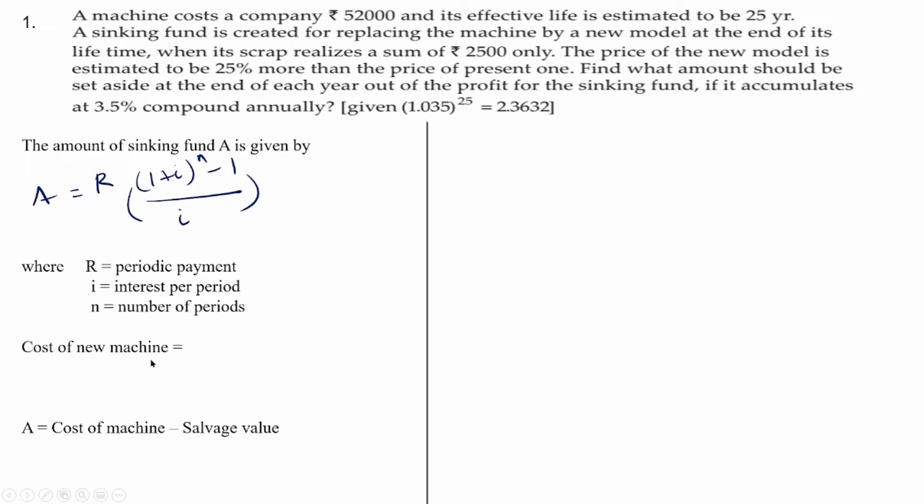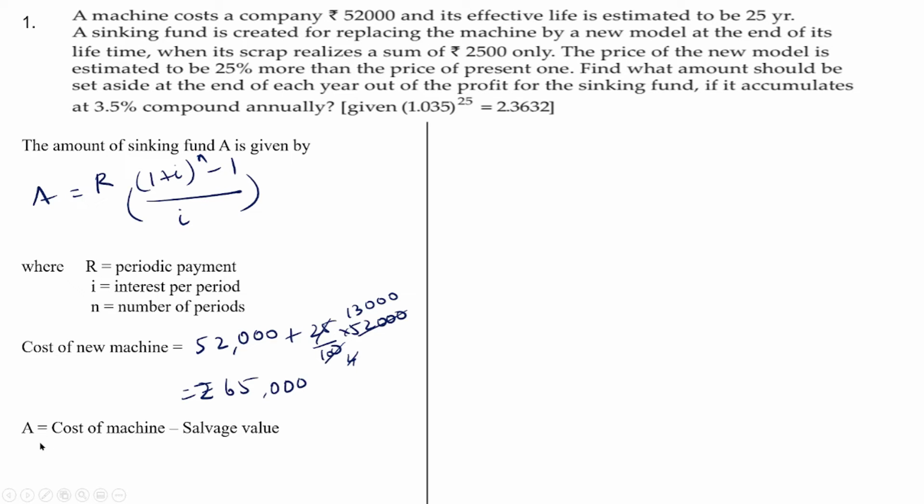Now let us find the cost of the new machine. Here it is given the price of the new model is estimated to be 25% more than the price of the present one. So the cost of the new machine will be the cost of the present machine, which is 52,000, plus 25% of 52,000. So it is 52,000 by 4, which is 13,000. So this is equal to rupees 65,000. Now the cost of the new machine is rupees 65,000.